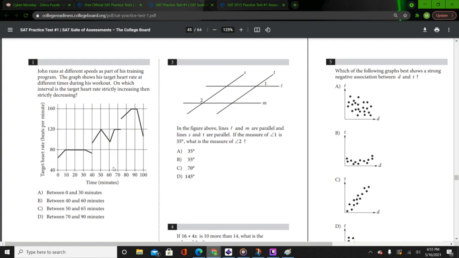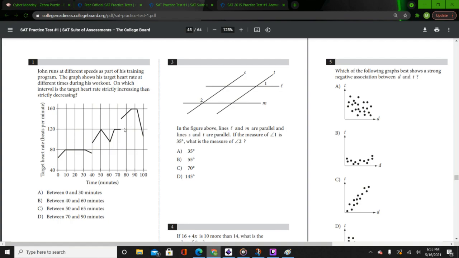Wait. Oh, because it's between 50 and 65, it is decreasing then increasing. It's not increasing then decreasing, so that's why that's wrong. So watch out for words like "then," because that will throw a wrench in your plan, because it's time based, and that's why B is the correct answer.